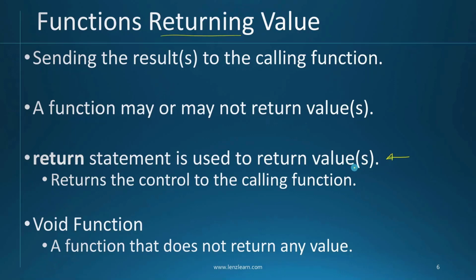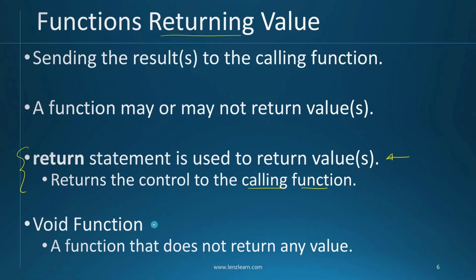Now the return statement is used to return a value or values. You can use return to send one data item back to the calling function, or you can use the return statement to return a set of values to the calling function. Now it also returns the control to the calling function. So these are the two jobs of return, right? First thing, it will return a set of values or a single value to the main program. It will also take the control out of the function and give it to the calling function.